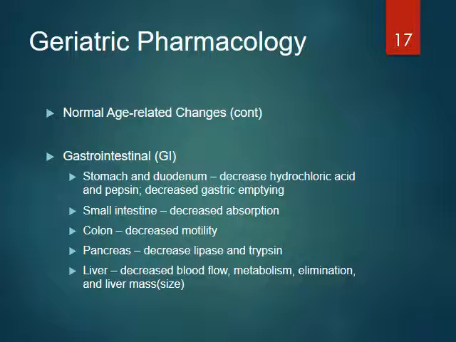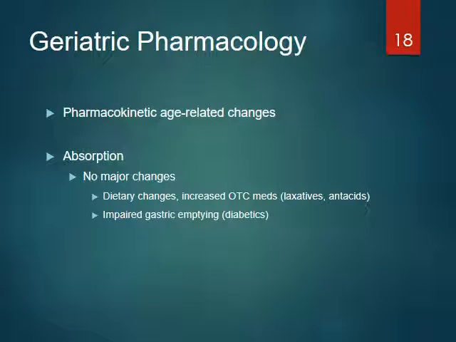Another big organ system that's going to take a toll over time is the GI tract, and so everything starts to slow down. We see decreased HCl and pepsin production within the stomach, decreased gastric emptying time, and in general, poor absorption throughout the entire GI tract. You can also see in the liver that you're going to have decreased blood flow and metabolism, which can mean decreased elimination of certain medications.